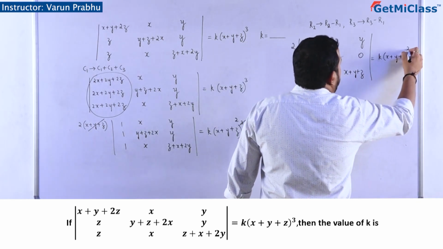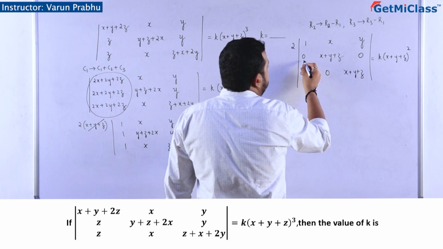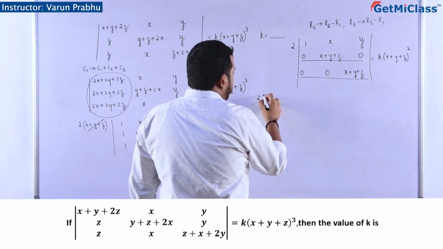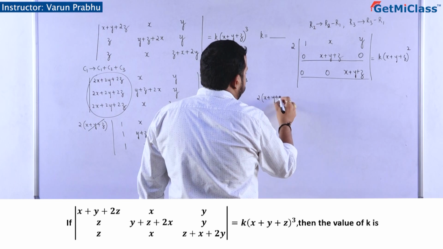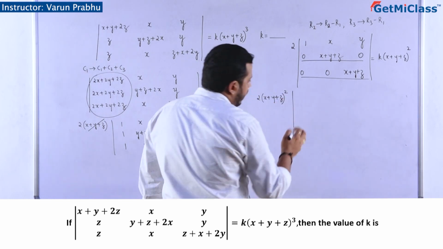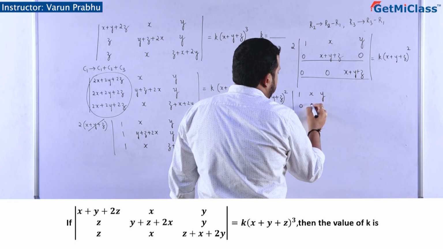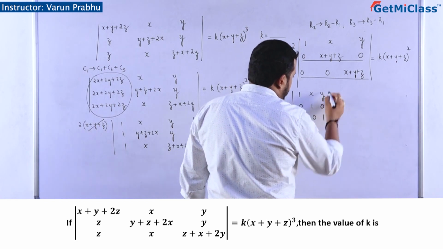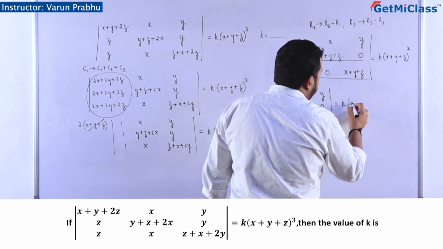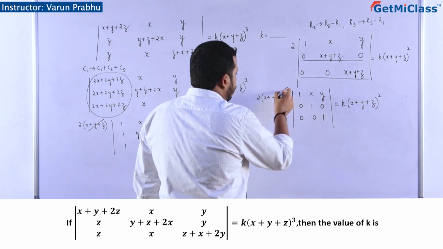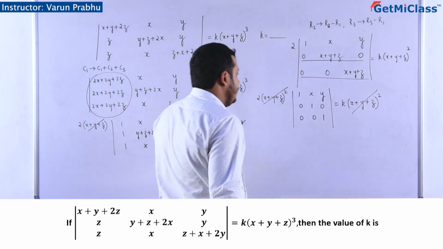Is it right? Now I can take out x plus y plus z common from the row number 2, also from the row number 3. So I can take out x plus y plus z from the row number 2 and 3. Twice I can take out, so whole square. 1, x, y, 0, 1, 0, 0, 0, 1, that is equal to k times (x plus y plus z) the whole square. Now this part and this part will get cancelled.